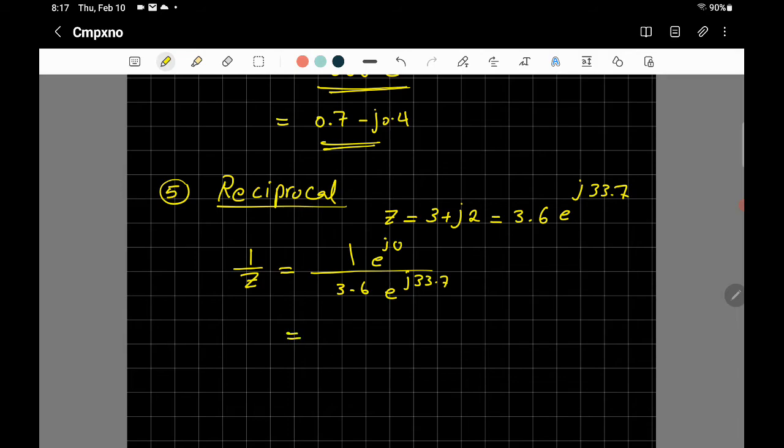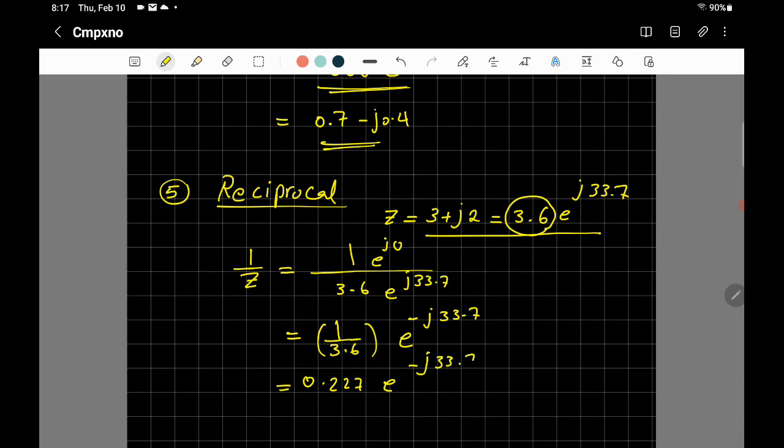So it'll be like we're making a division. 1 over 3.6 will be the magnitude, and the angle will be j0 minus j33.7. So to find 1 over z, you just flip this number and put a negative sign in front of this angle, and you get it. So let's see the simplification of it. That would be equal to 0.227 e to the power of minus j33.7.